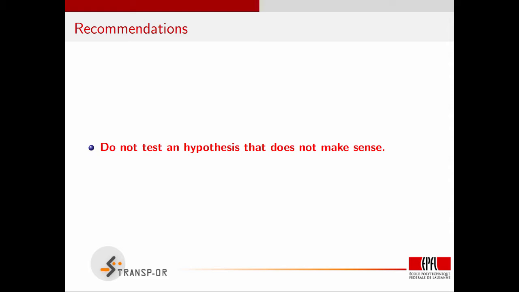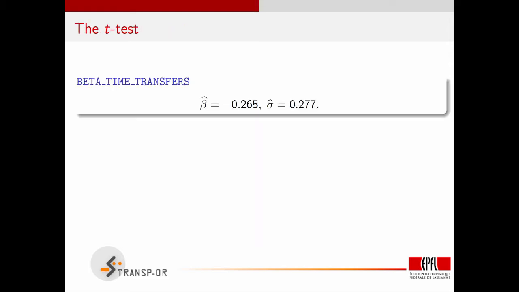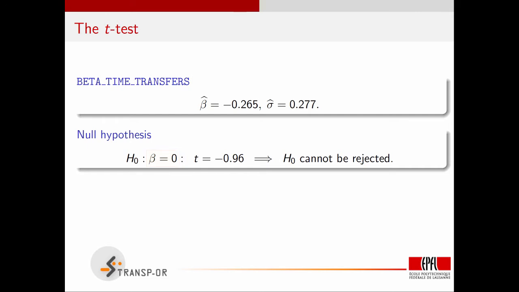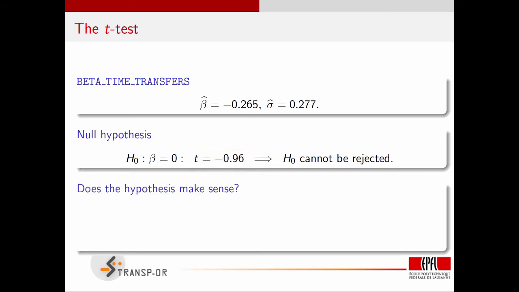However, it's not always clear-cut like this. If we take the other example of the beta transfers coefficient, the estimated value is minus 0.265, and the estimated standard error is 0.277. So in this case, the null hypothesis again is beta equals 0, and when we apply the test, the t-test is equal to minus 0.96. Therefore, we cannot reject the hypothesis. In this case, does the hypothesis make sense? Well, maybe, maybe not. But in any case, it makes sense to test it.